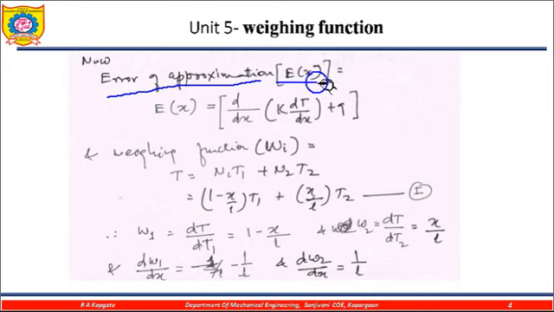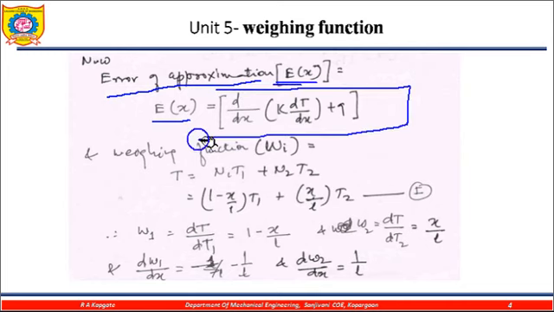Now let us move on to the next one, that is the error of approximation, E of x. The error of approximation is equal to my differential equation, that is d by dx of k into dT upon dx plus Q.